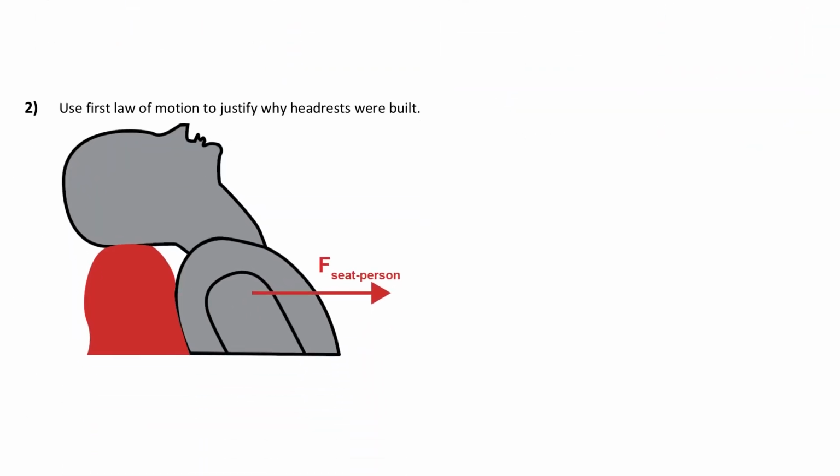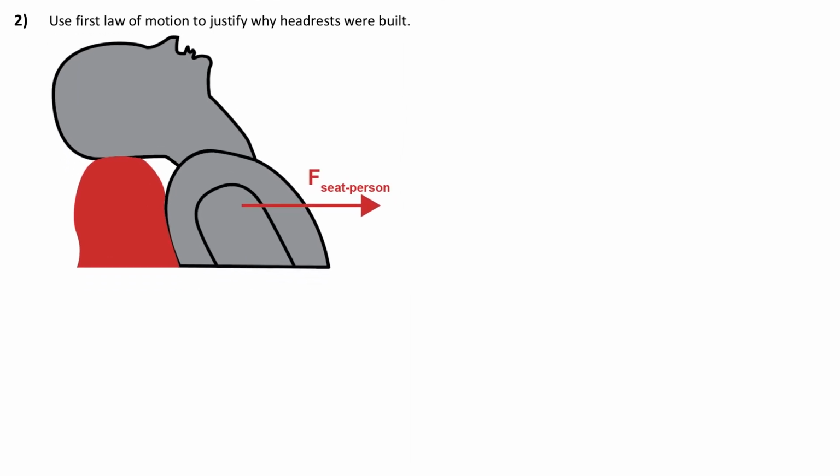All right, we have one other question for this homework or this practice, and this is saying use the first law of motion to justify why headrests were built. Well, let's see. Let's say you're sitting in a car and your body looks like this, and you got your chair. I'm going to draw that with red. Looks like this, and you got your legs there.